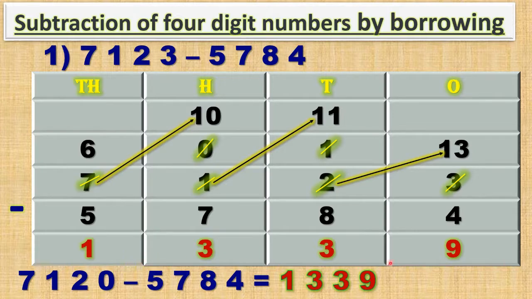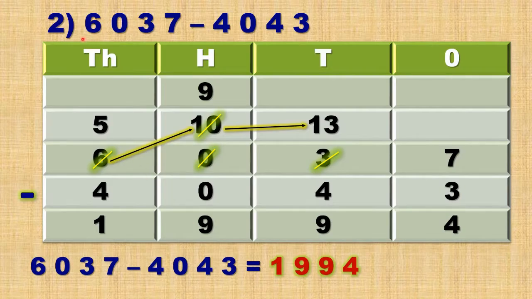So students, the final answer is 1339. The difference between two numbers is 1339. Students, see second example, 6037 minus 4043.